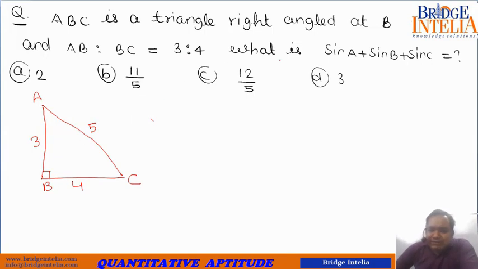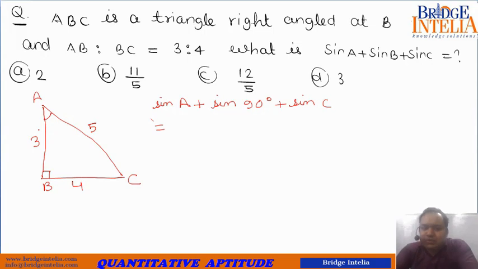So we have to find the value of sine A plus sine B, where B is 90 degrees, so sine 90 degrees, plus sine C. Sine theta is the ratio of what? Perpendicular and hypotenuse. So sine A can be written as 4 by 5. Sine 90 degrees is equal to 1. Similarly, sine C can be written as 3 upon 5.